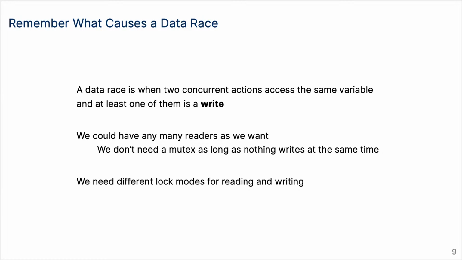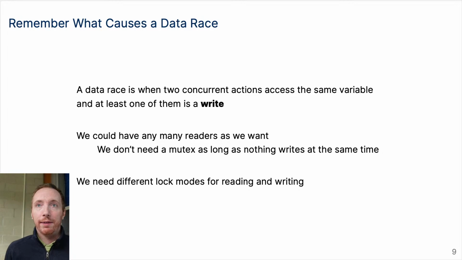So also the next thing I'll say is remember what causes a data race. A data race is when there's two concurrent accesses to the same memory address, and at least one of them is a write, and the write is kind of the important part there.